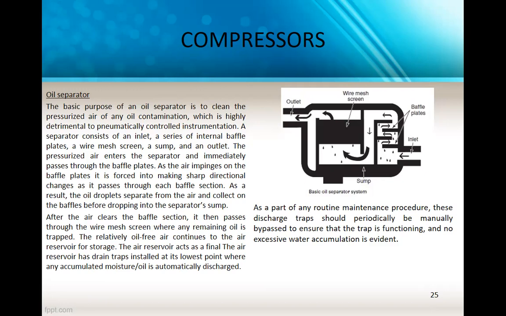The pressurized air enters the separator and immediately passes through the bubble plate. As the air impinges on the bubble plate, it is forced into making sharp directional changes as it passes through the bubble section. As a result, the oil droplets separate from the air and collect on the bubbles before dropping into the separator sump. After the air clears the bubble section, it then passes through the wire mesh where any remaining oil is trapped. The relatively oil-free air continues to the air reservoir for storage.